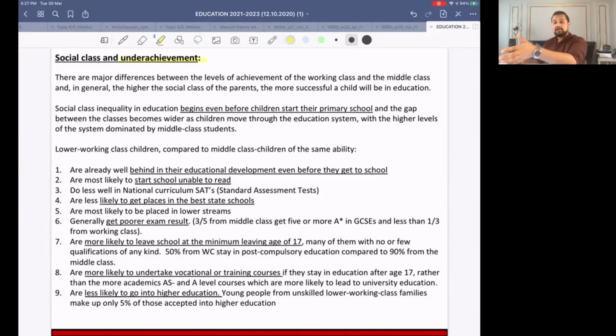तो एक मिडिल क्लास के बच्चे के लिए स्कूल के अंदर जाके एडजस्ट करना, स्कूल की वैल्यूज को अडेप्ट करना आसान होता है रिलेटिवली if you compare that with a child from the working class background.